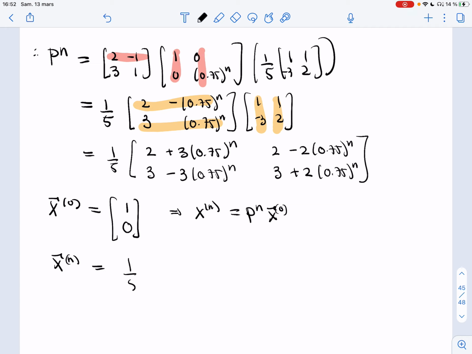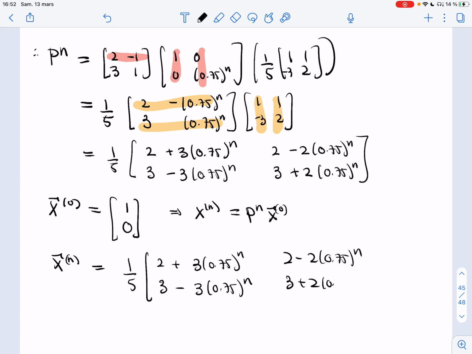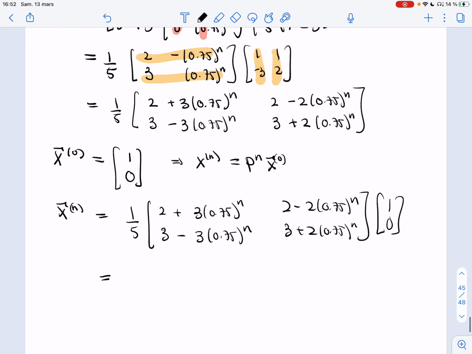And so that means P to the n is 1 over 5, [2 plus 3(0.75)^n, 3 minus 3(0.75)^n; 2 minus 2(0.75)^n, 3 plus 2(0.75)^n]. And then I'm going to multiply it by (1, 0). I'm going to get the first column. And so I get 1/5, 2 plus 3(0.75)^n, 3 minus 3(0.75)^n.